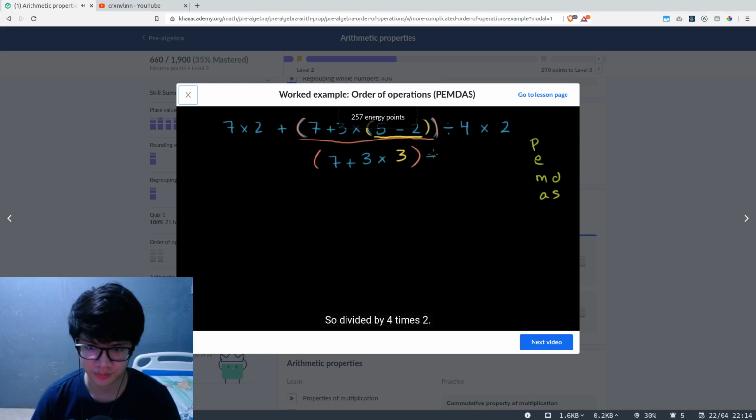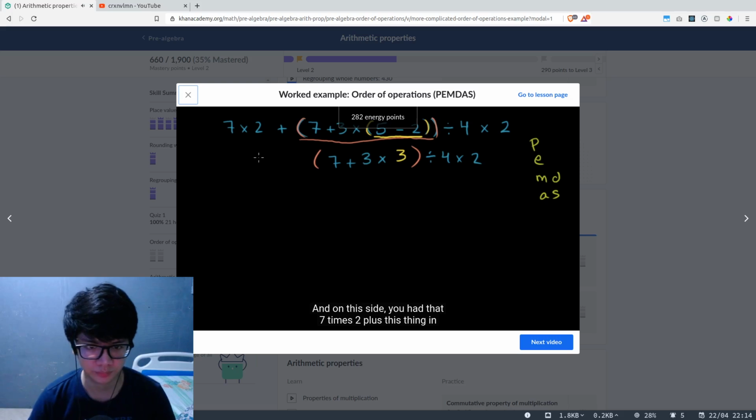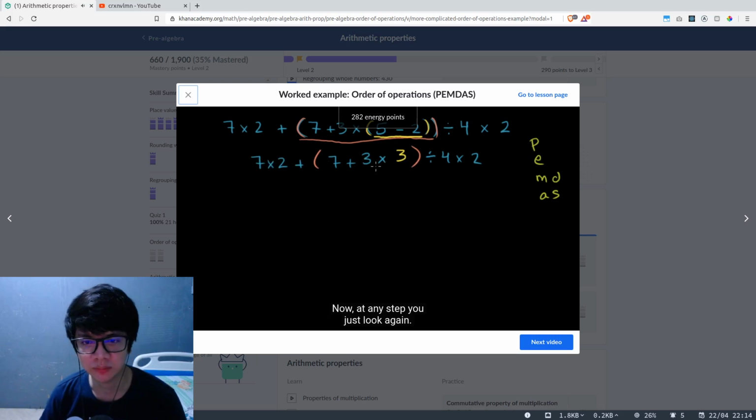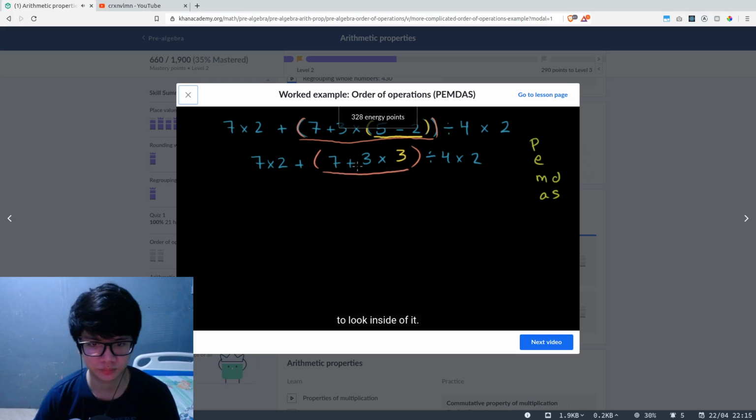So divided by 4 times 2. And on this side, you have that 7 times 2 plus this thing in orange parentheses there. Now, at any step, you just look again. We always want to do parentheses first. We keep wanting to do this until there's really no parentheses left. So we have to evaluate this parentheses in orange here. But in order to evaluate this thing, we have to look inside of it.